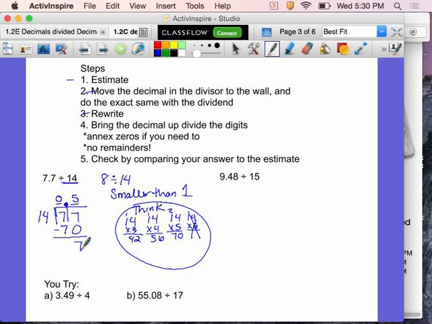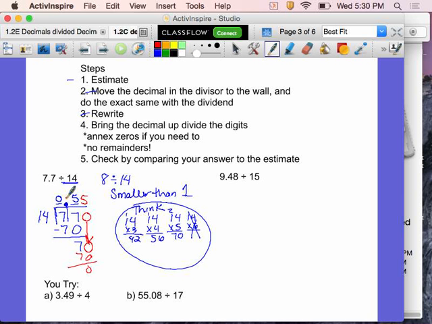We're not going to use remainders. If you have a remainder, remember to annex that 0 and keep going. You're not done yet. But it should be all right. We have 14 into 70, which we already know is 5. So 5 times 5 is 70, and then we got to our 0. So we have a final answer of 55 hundredths.